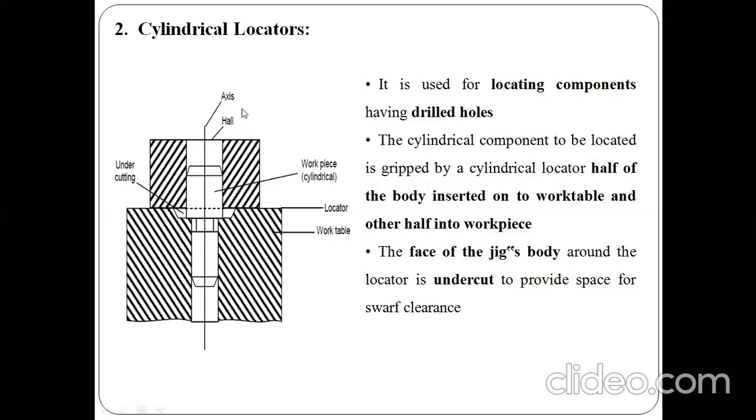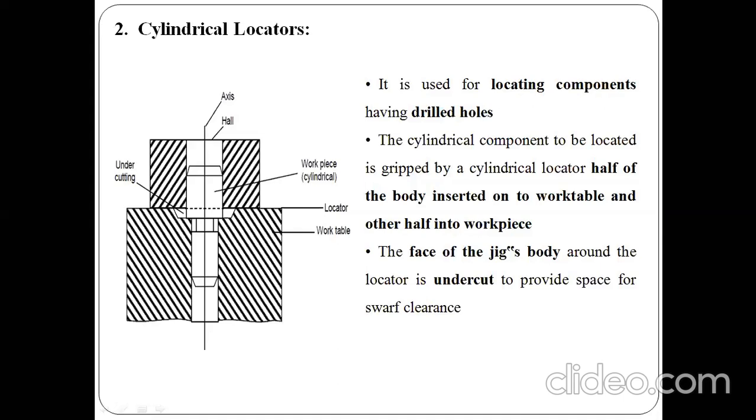So this is your cylindrical type of locator. This cylindrical locator is mainly used for locating hollow drill hole components, for locating hollow components. Another part, the undercut, is provided at the surface of your work table at this locator position. Again, the main function of an undercut is to remove the curl chips or burr after the machining process. Okay, this is your second type of locator, the cylindrical one, to locate this workpiece over the work table with the help of this central portion, which is your locator pin.